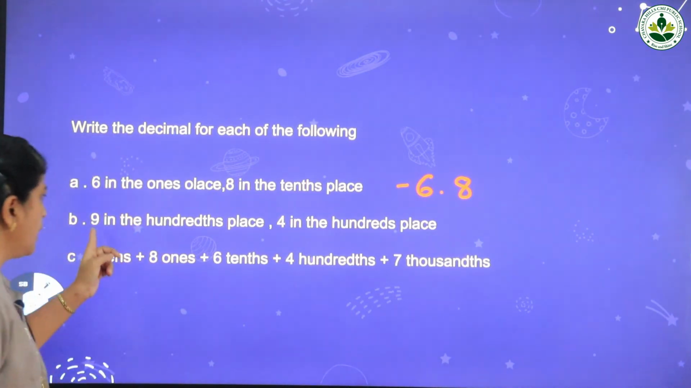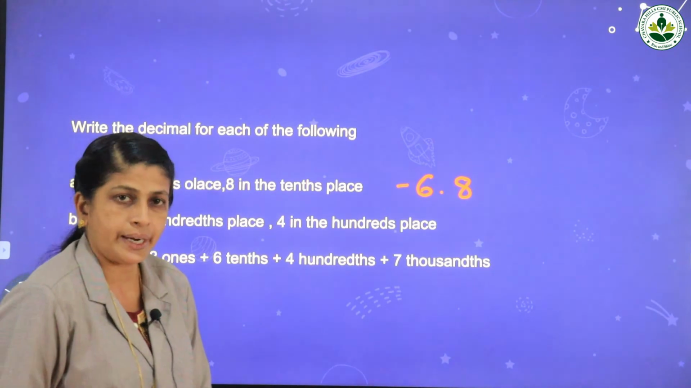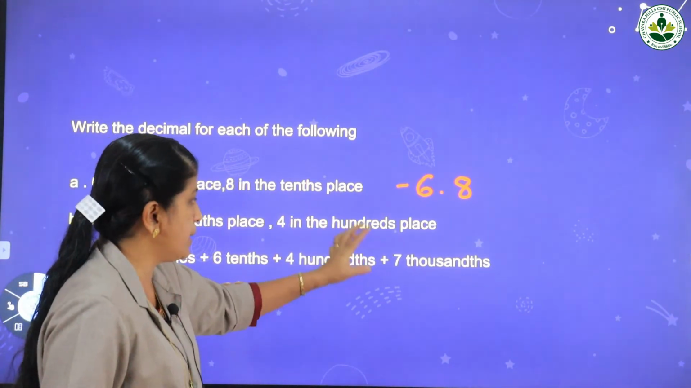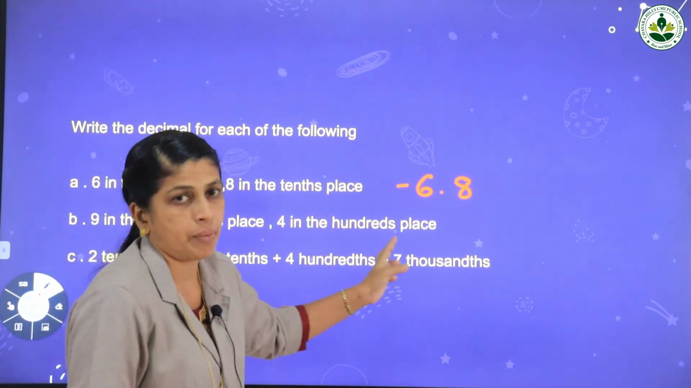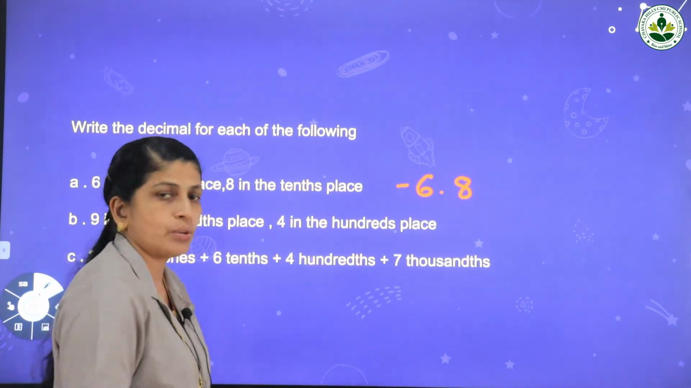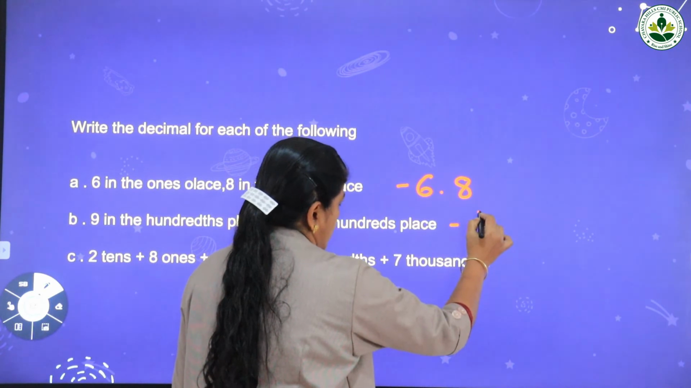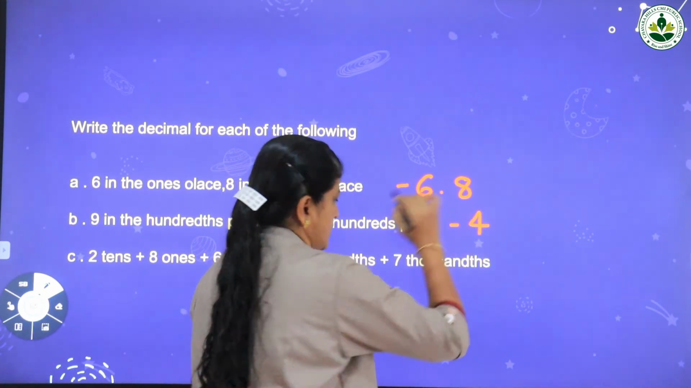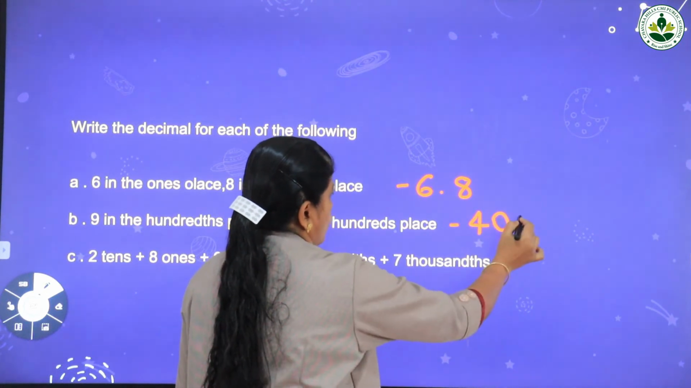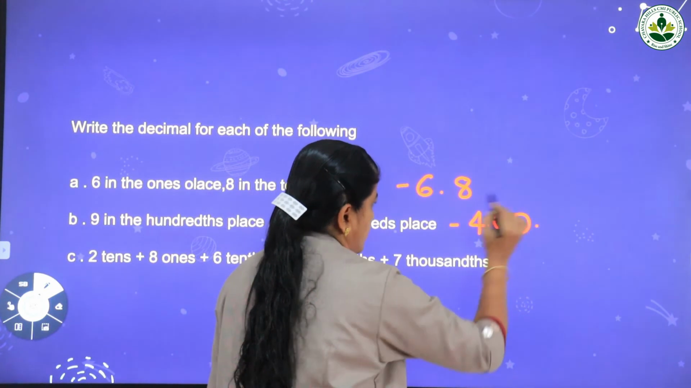Then second question: 9 in the hundredths place and 4 in the hundreds place. 4 is in the hundreds place, and nothing is given about the digits in the tens place and ones place. Therefore, we can put zeros in the tens and ones places. Then the number is 4 in the hundreds place, the tens place digit is 0, the ones place digit also 0. Then after the ones place put a point.